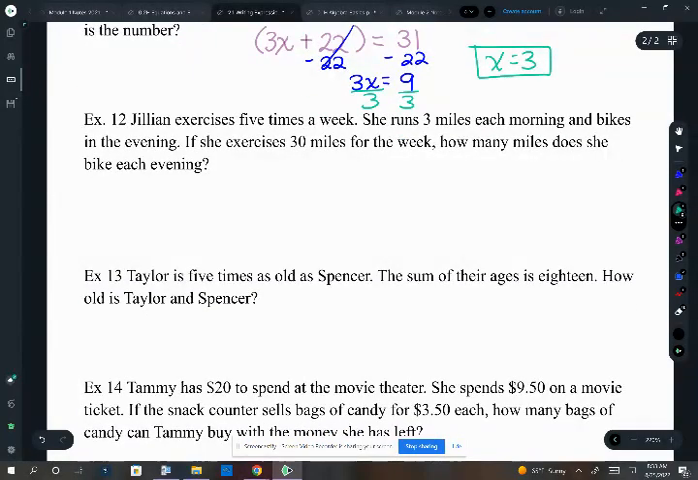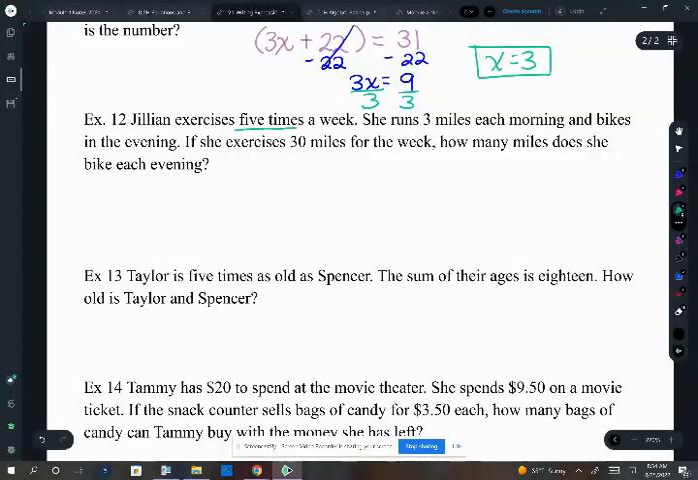Looking at example 12, it's kind of the same thing. It tells you that Jillian exercises 5 times a week. She runs 3 miles each morning and bikes in the evening. If she exercises 30 miles for the week, how many miles does she bike each evening? Okay, so as we're looking, we're just going to break it down into the things that might be important because there's a lot of information there.